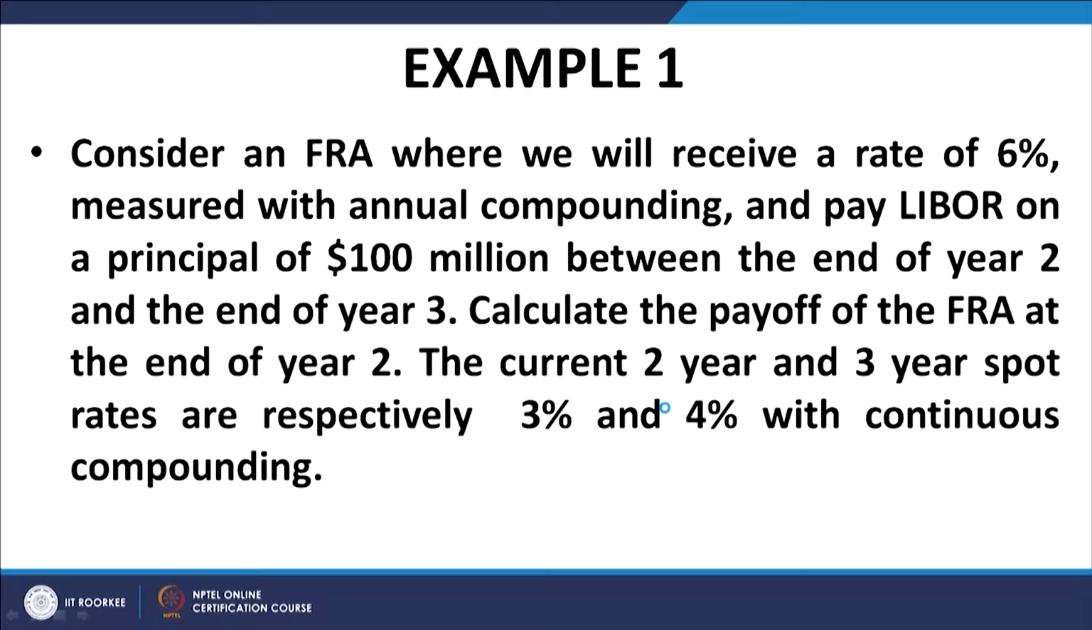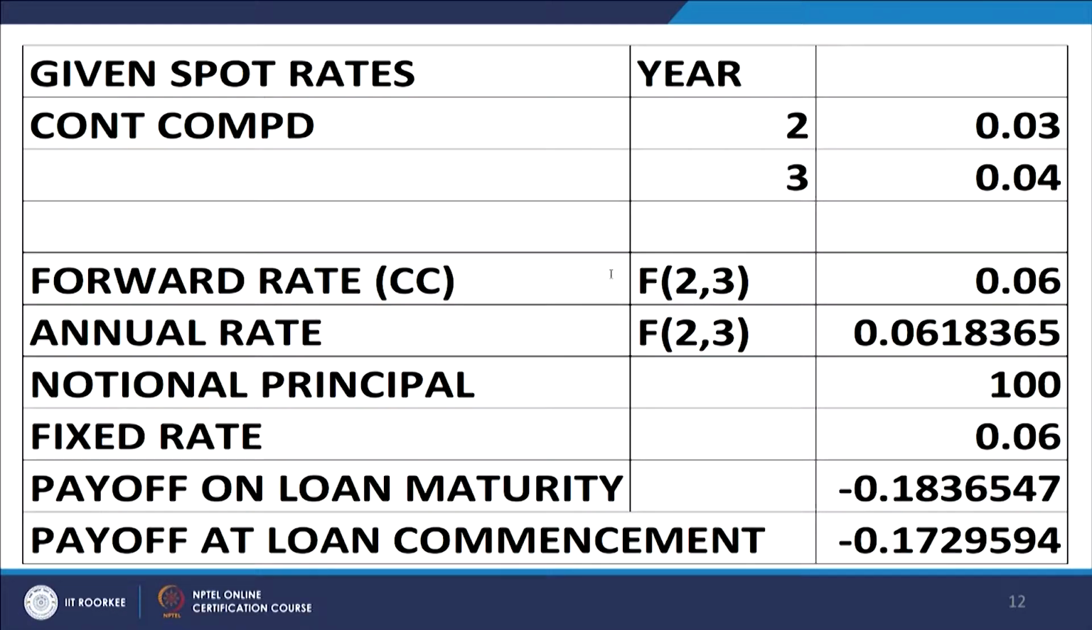Consider a FRA where we will receive a rate of 6%, this is a fixed rate, measured with annual compounding, and pay LIBOR on a notional principal of $100 million, between the end of year 2 and the end of year 3. In other words, this FRA operates between the end of year 2 and the end of year 3, and we calculate the payoff at the end of year 2, at the beginning of the period to which it operates. The current 2-year and 3-year spot rates are 3% and 4%.